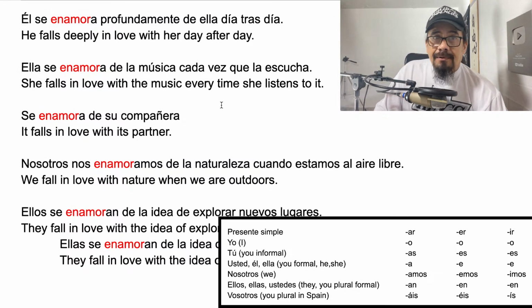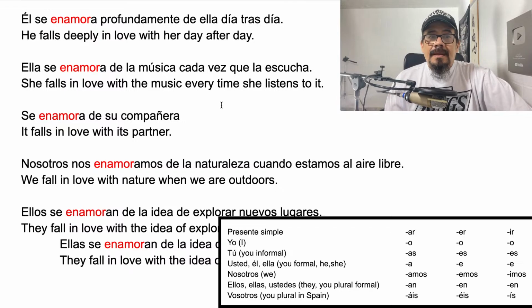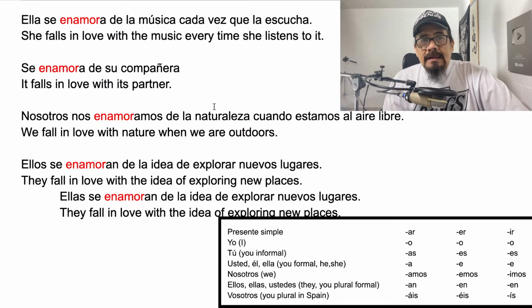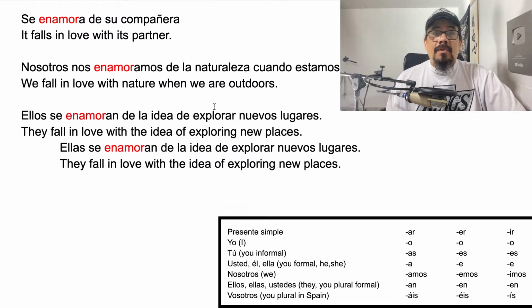Él se enamora profundamente de ella día tras día. He falls deeply in love with her day after day. Día tras día. Él se enamora. Ella se enamora de la música cada vez que la escucha. She falls in love with the music every time she listens to it. Se enamora de su compañera. It falls in love with its partner.